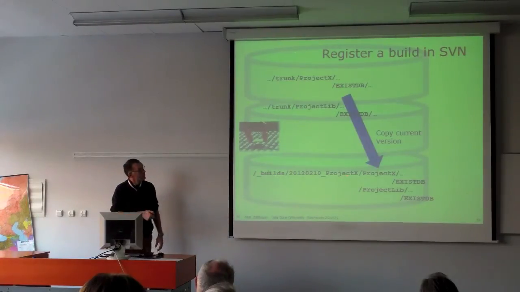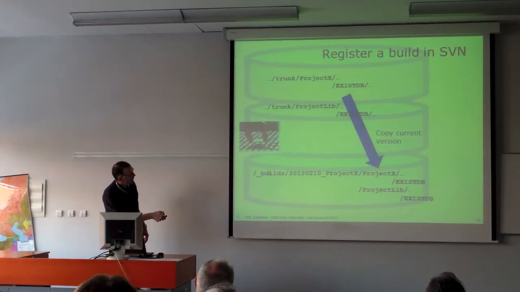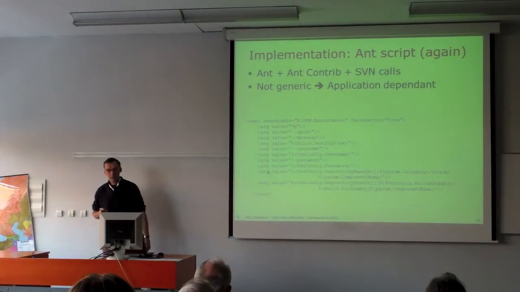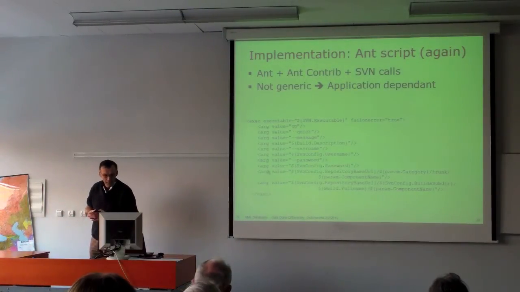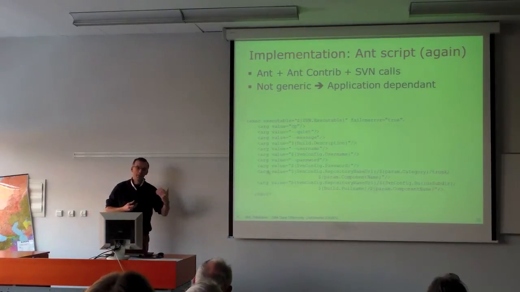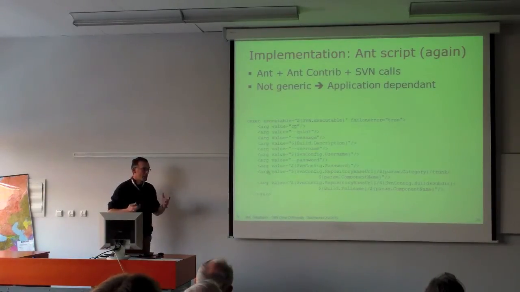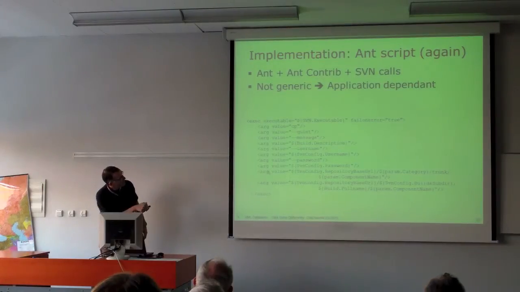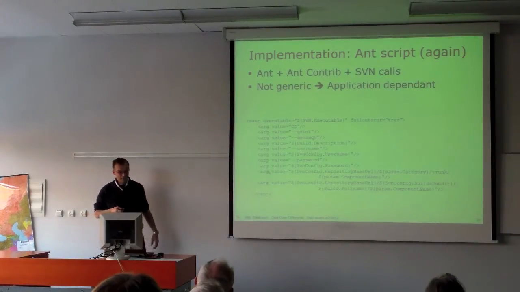So now we have a specific build name, and under this build name we have gathered all components we need in the deploy. Implementation is getting boring. An Ant script again. The only thing different from the previous one is this one is application dependent, because every application of course has its own list of modules which needs to be deployed. The differences are not very big. You can just copy the script from one project to the other and make a few tweaks and then it works again. And the code fragment here shows how you call Subversion from Ant.